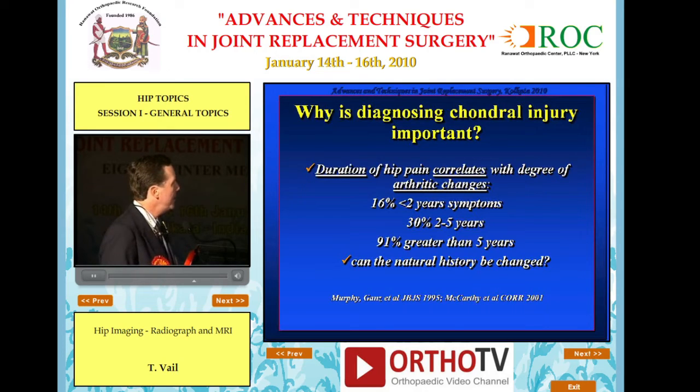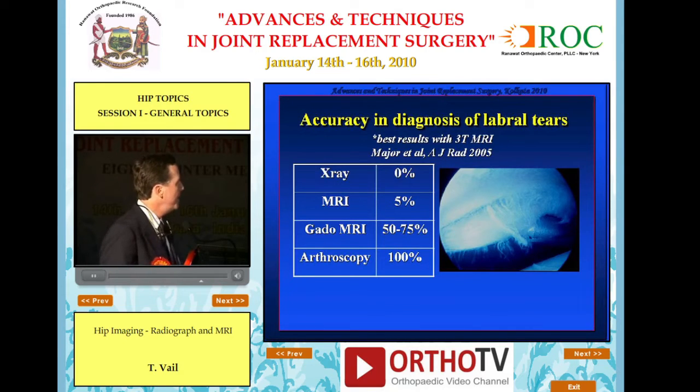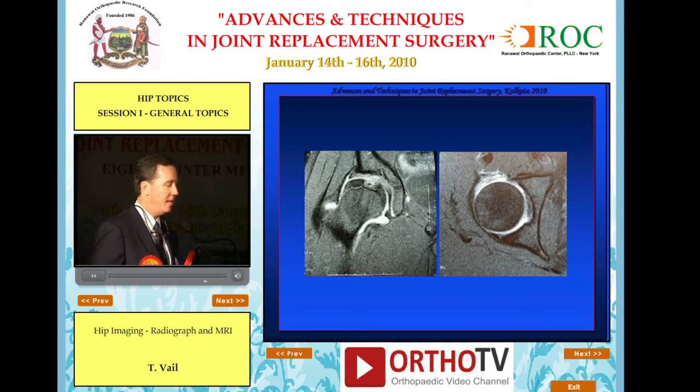This is really important because the duration of pain and the time that pain has been present correlates with the degree of degeneration, and your ability to do a conservative hip procedure correlates with the amount of degeneration in the hip. If we look at the relationship between diagnosis and outcome in arthroscopy, for example, when degeneration is present, osteonecrosis is present, damage to cartilage, the outcome is significantly worse. In terms of imaging, if you use MRI, you're much better at diagnosing labral pathology. If you use MRI with gadolinium enhancement in the joint, you substantially improve your accuracy in diagnosing.